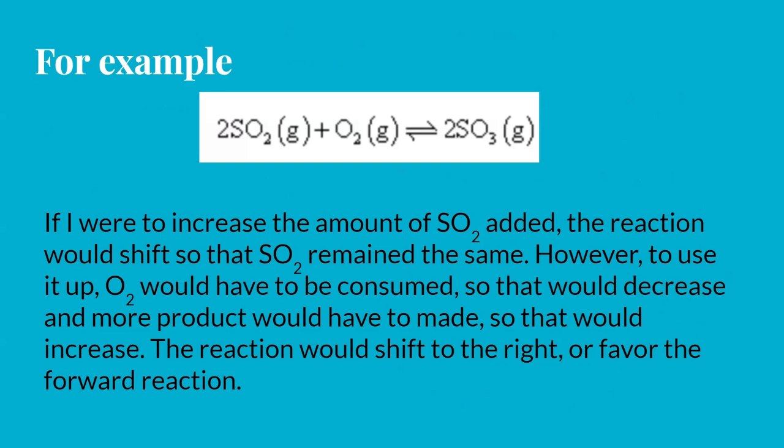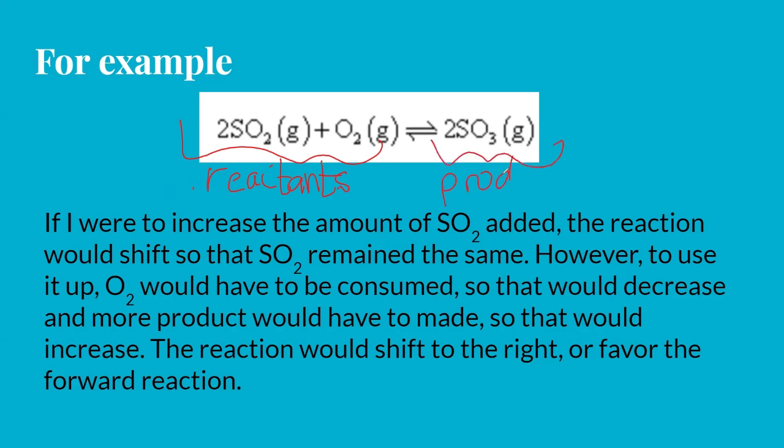All right, sulfur dioxide is reacting with oxygen gas, that's a diatomic gas, to give you 2 moles of sulfur trioxide. If I were to increase the amount of SO2, let's talk about the different ways that this can be messed with, right? So here's my reactants, here's my ingredients, and here is my product.